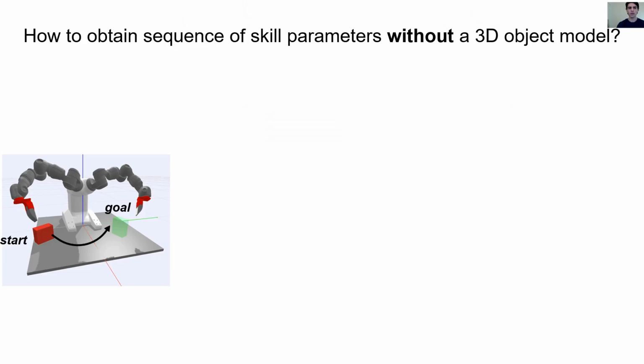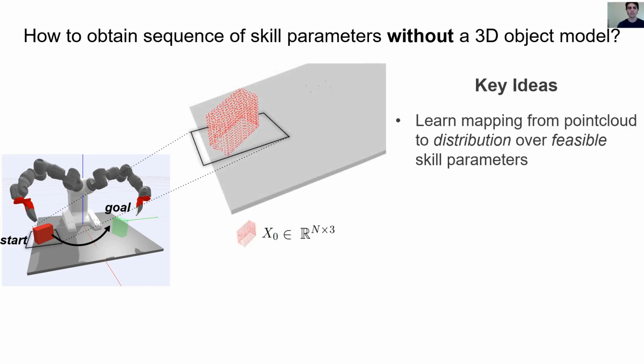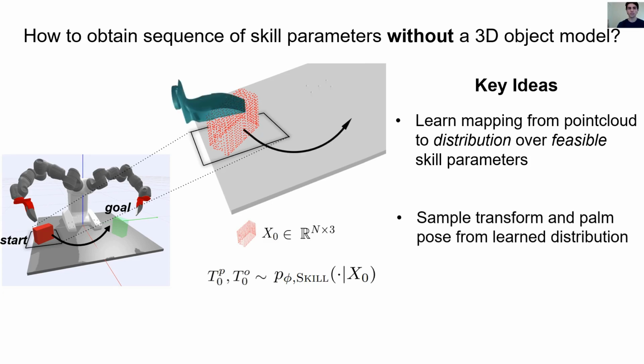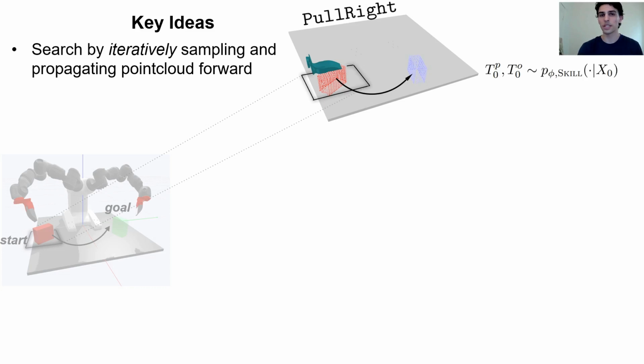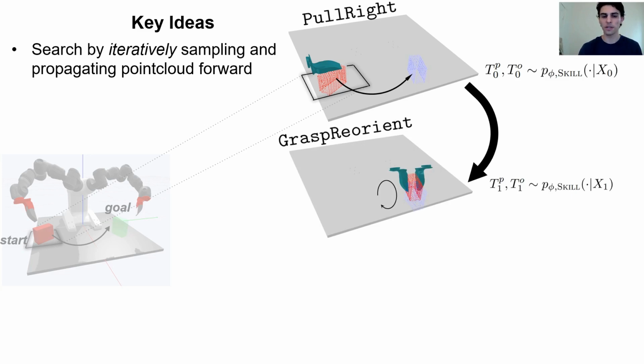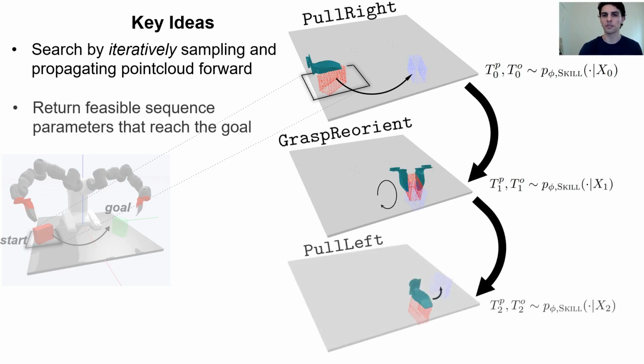So to obtain this plan, while operating directly in the sensor space of the system, we choose to represent objects by a raw segmented point cloud and train neural networks to map point cloud observations to a distribution over the primitive parameters. And because the primitives assume sticking contact, we can directly apply the sampled transformation to the observed point cloud, which enables us to imagine the point cloud observation that would result after executing a skill. So then the transformed point cloud from the first step can be used as the input when we sample parameter values at the next step. And this process can repeat iteratively while checking for feasibility and searching for an overall sequence of transformations that reaches the goal.